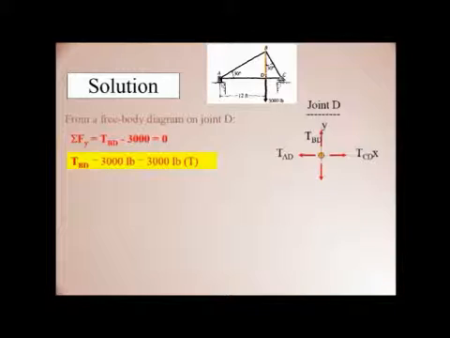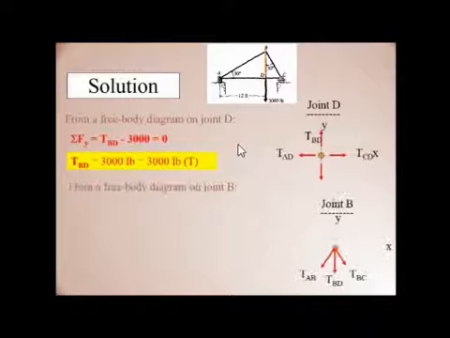Because it is not moving in any direction, it is in rigid equilibrium. So the net force in the y-axis is equal to 0. So TBD, that is the tension, is equal to 3000. Clear? Now the other two, that is TAD and TCD, balance each other.